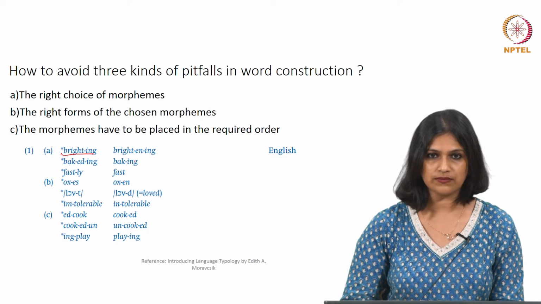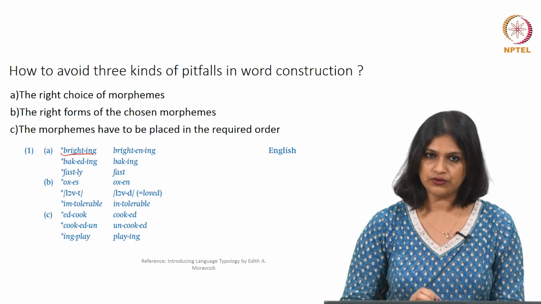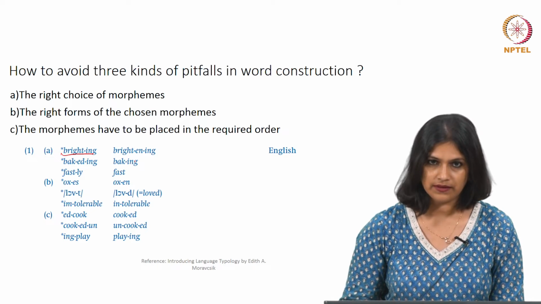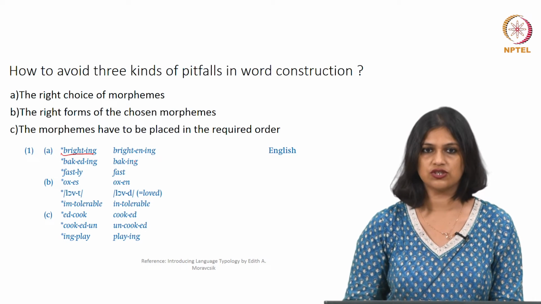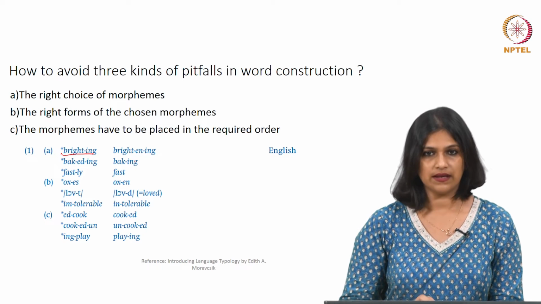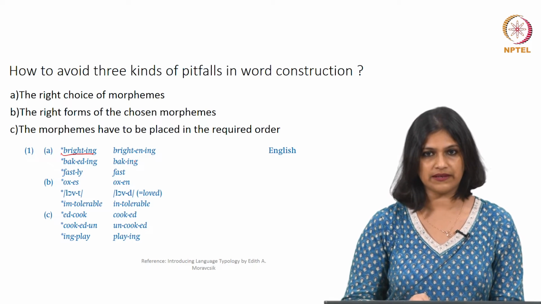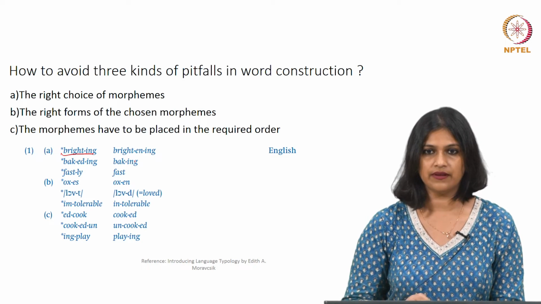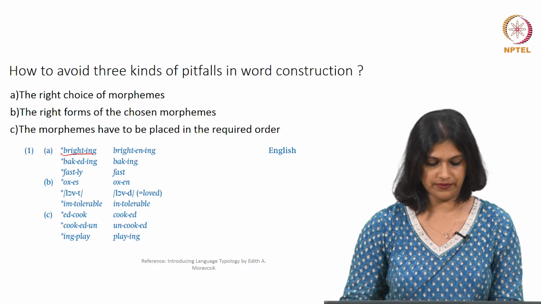So, here what is the issue? You have chosen the right morphemes, you have also chosen the right form. There is absolutely no problem with the first condition or the second condition. So, which condition is violated? The third one. Even if you have the right morphemes and the right forms, you still have to take care of the place of the morphemes, or the required order of the morphemes.